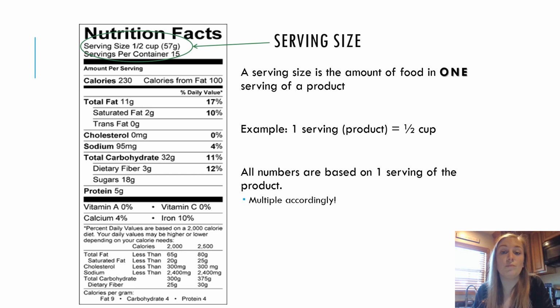So if you consume more than one serving, you must multiply the other nutrient numbers by the number of servings that you consume. Keep in mind, if something looks like it might be a single serving, always check the label to be sure. There might be more than one.